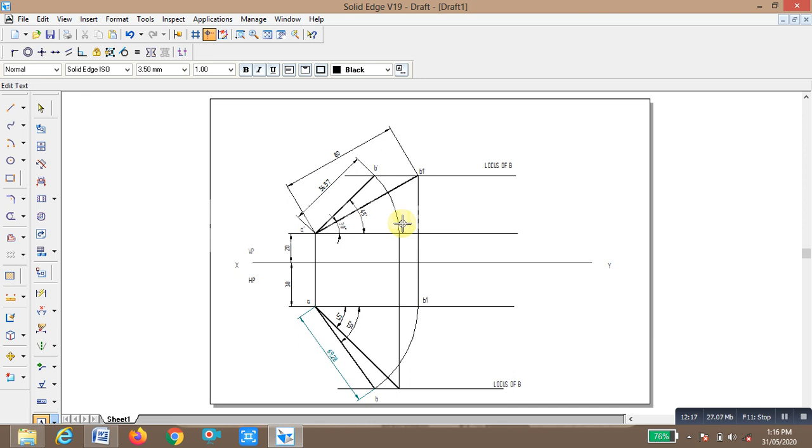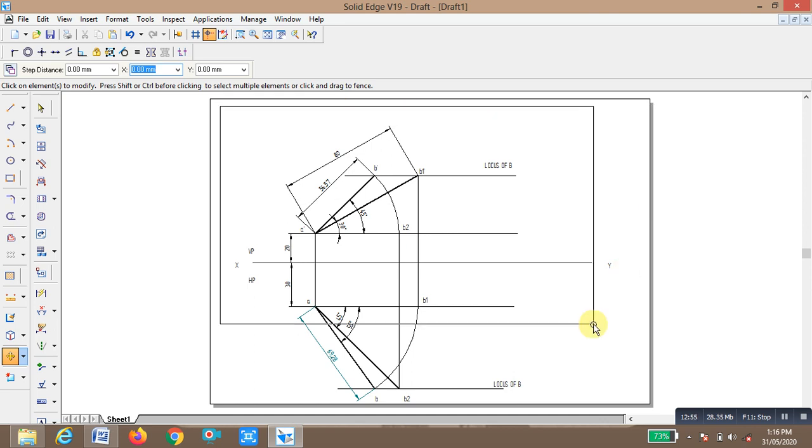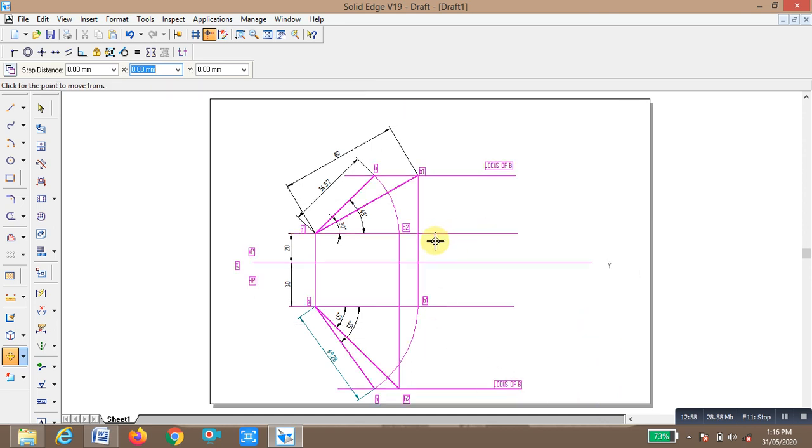In the top view all the text is without primes: A, B, B2, B1. In the front view: A dash, B dash, B2 dash and B1 dash. Just remember how to take the annotations for representing the front view and top view. Now I want to move it exactly to the center. So selecting this whole figure, I am moving it a little bit upward.